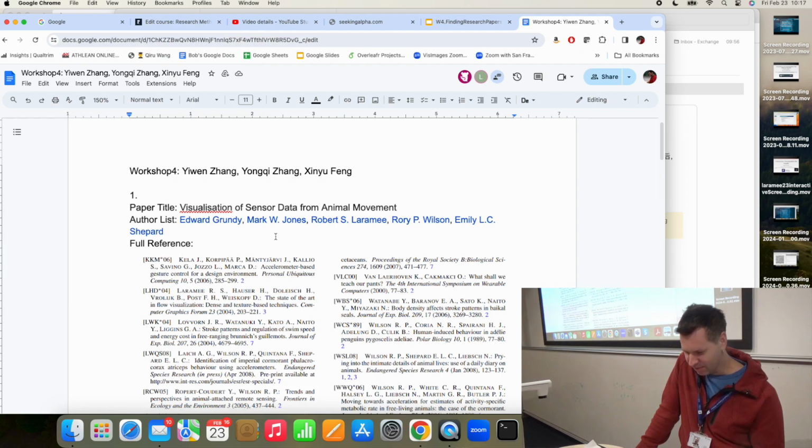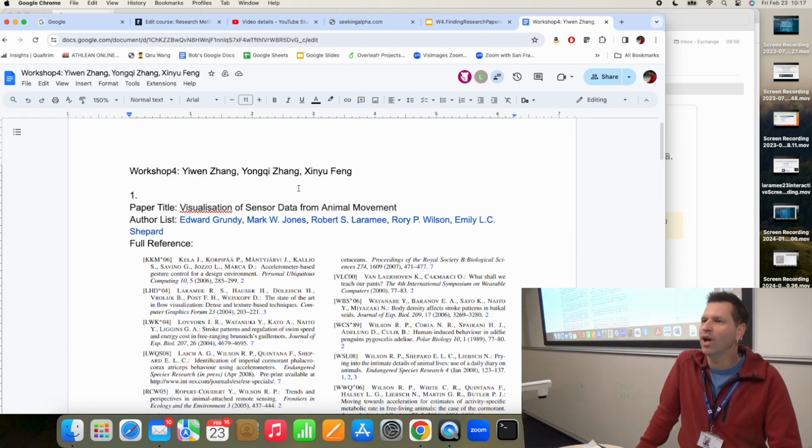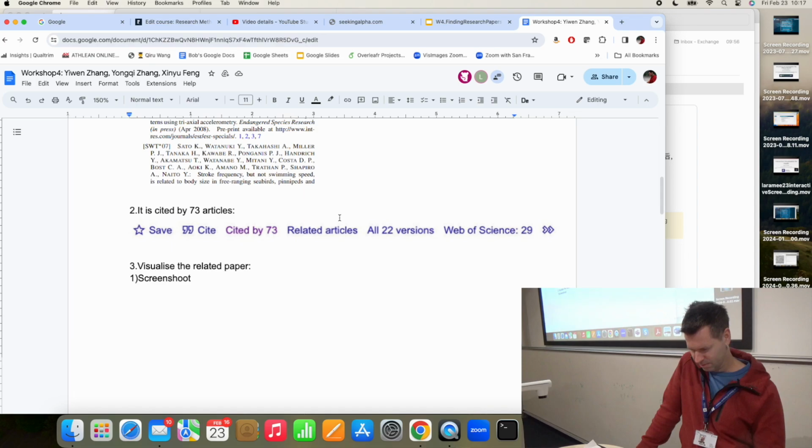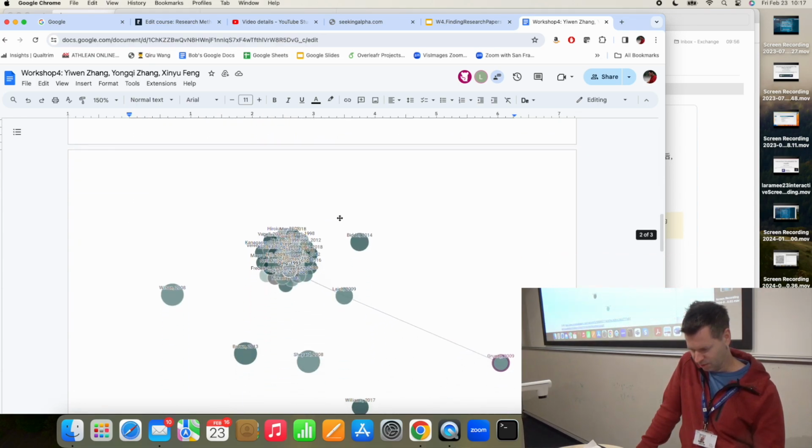Visualization of sensor data from animal movement. Okay, this group also did not choose a survey paper. This is not a survey paper or state-of-the-art report. It's a standard research paper. So this group needs to ask more questions for the exercises. Okay, that's interesting.